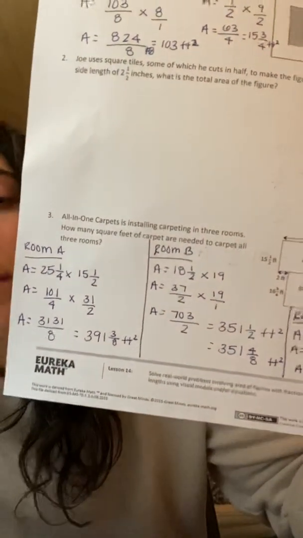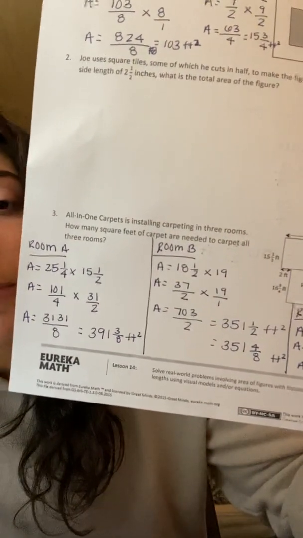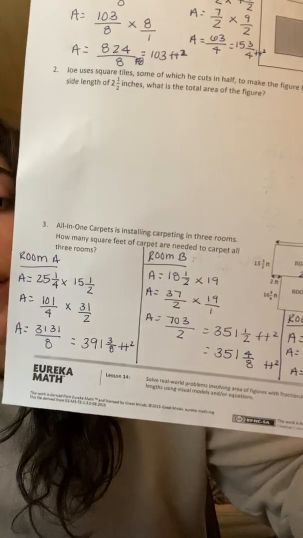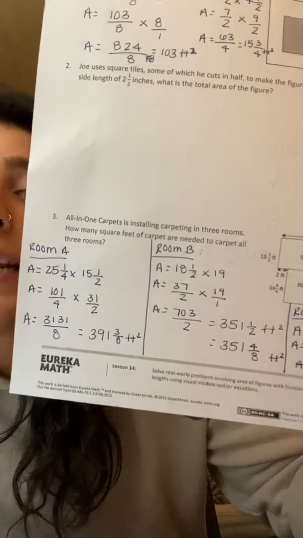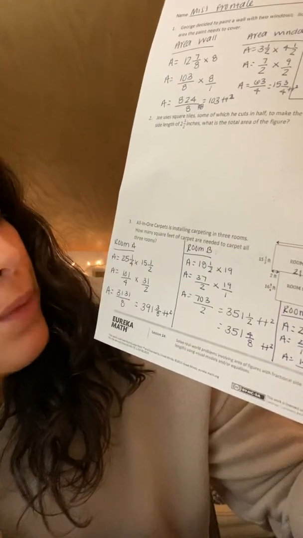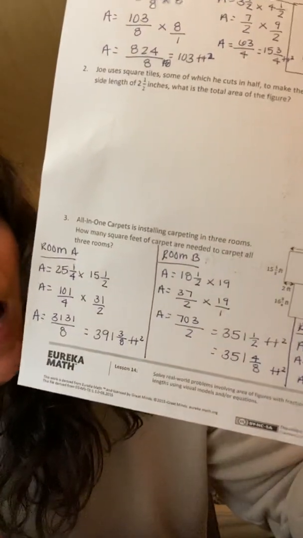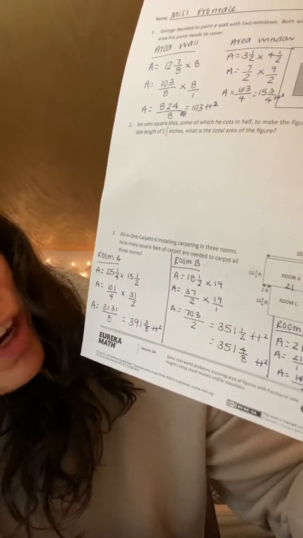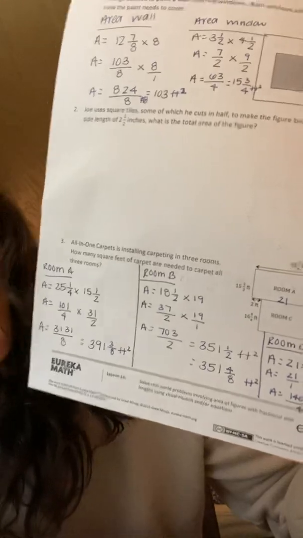So I took those two numbers, I changed them into improper fractions. I multiplied the numerators and denominators together. And when I multiplied my numerators, I got 3,131. And when I multiplied my denominators, I got 8. I took those two numbers and I divided them. I got 391 and 3/8 feet squared.